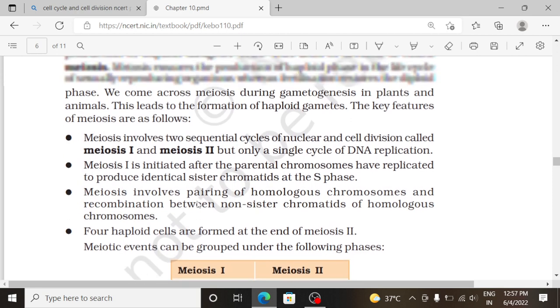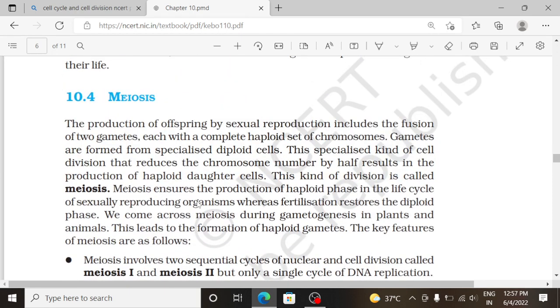Meiosis. The production of offspring by sexual reproduction includes the fusion of two gametes, each with a complete haploid set of chromosomes. Gametes are formed from specialized diploid cells. This specialized kind of cell division that reduces the chromosome number by half results in the production of haploid daughter cells. This kind of division is called meiosis. Meiosis ensures the production of the haploid phase in the life cycle of sexually reproducing organisms, whereas fertilization restores the diploid phase.